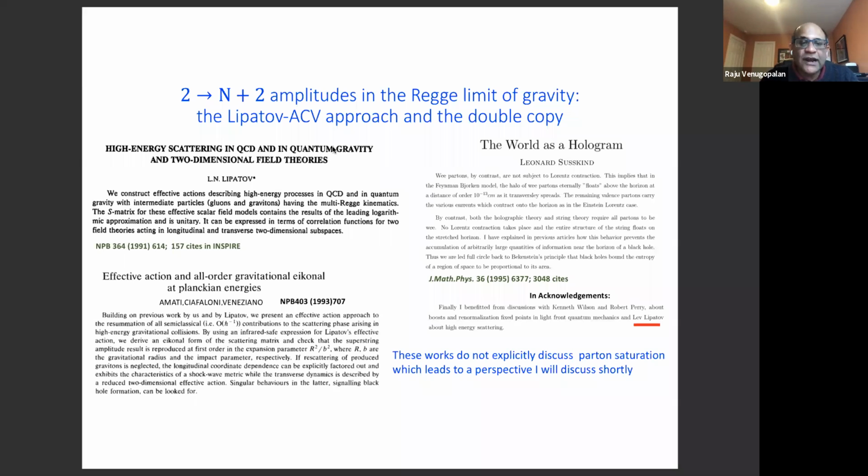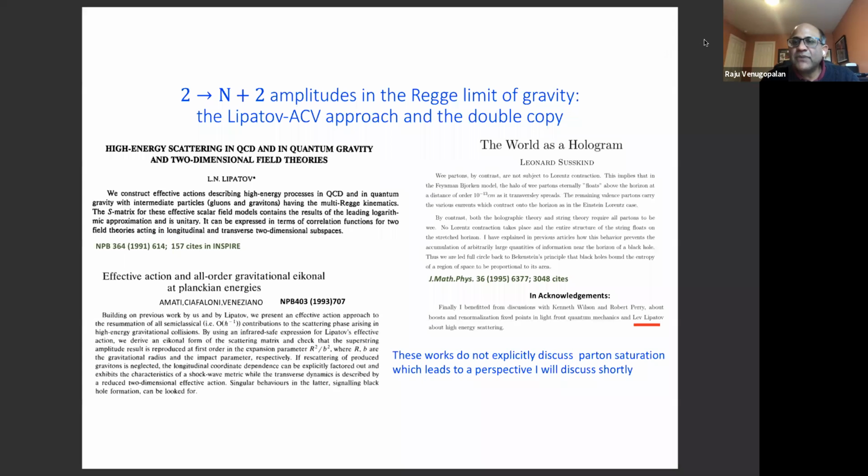And this program was then continued, and continues, with the work of Amati, Ciafaloni, and Veneziano. They wrote a whole series of papers where they developed gravitational 2-to-n scattering in this multi-Regge language of Lipatov, using the multi-Regge techniques that I described to you in the context of QCD, in terms of Lipatov vertices and Reggeization and the like.